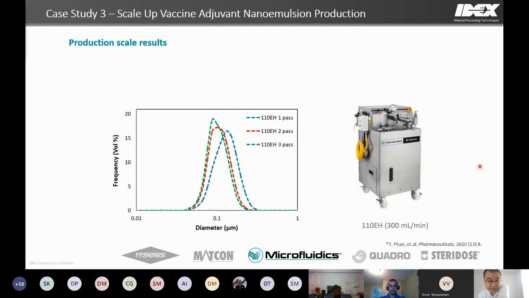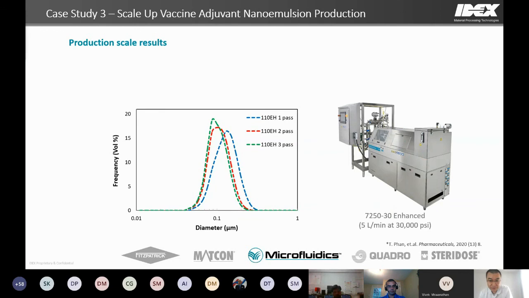Now let's look at the scale-up results here. So remember, these are the results I showed you earlier from the lab scale or the pilot scale. When the same emulsion was processed on one of our production scale machines, in this case the M7250 machine, which can achieve about 5 liters per minute as a flow rate at 30,000 psi.